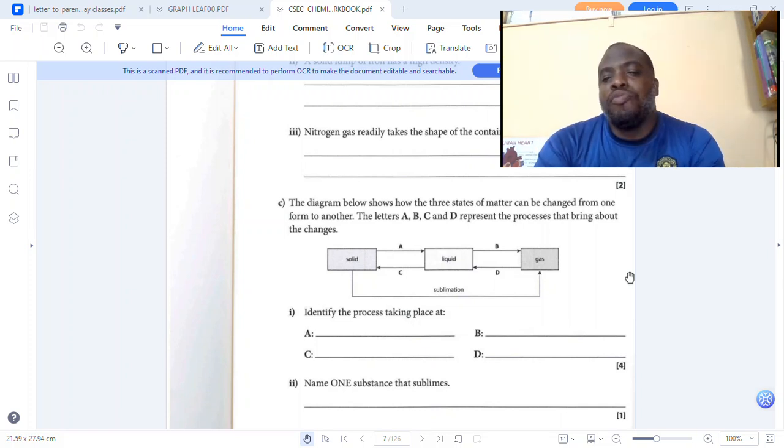B, a liquid moves into a gas. Yeah, man, we do this all the time. We're boiling some water to put on some tea.